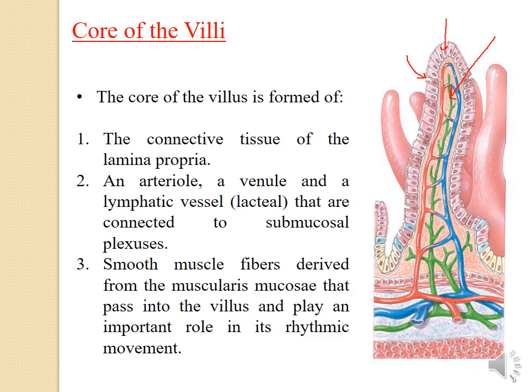This region, the core of the villus, of course, is filled with the connective tissue of the lamina propria, and within it we find an arteriole, a venule, and a lymphatic vessel that are connected to submucosal vascular plexuses. Now remember that absorption takes place here, so the absorbed nutrients pass into the vessels. Fat is absorbed into the lymphatic vessel, and this is why it is whitish in color, and this is why the lymphatic vessel found here is called the lacteal.